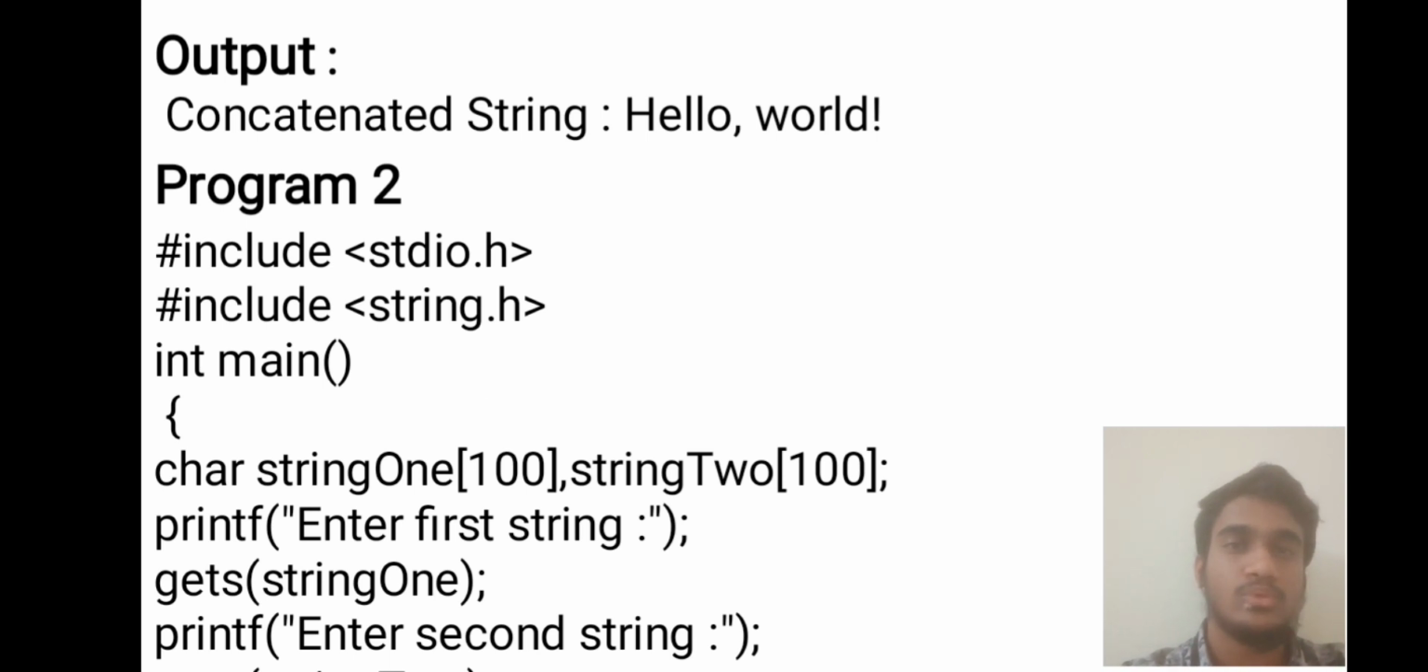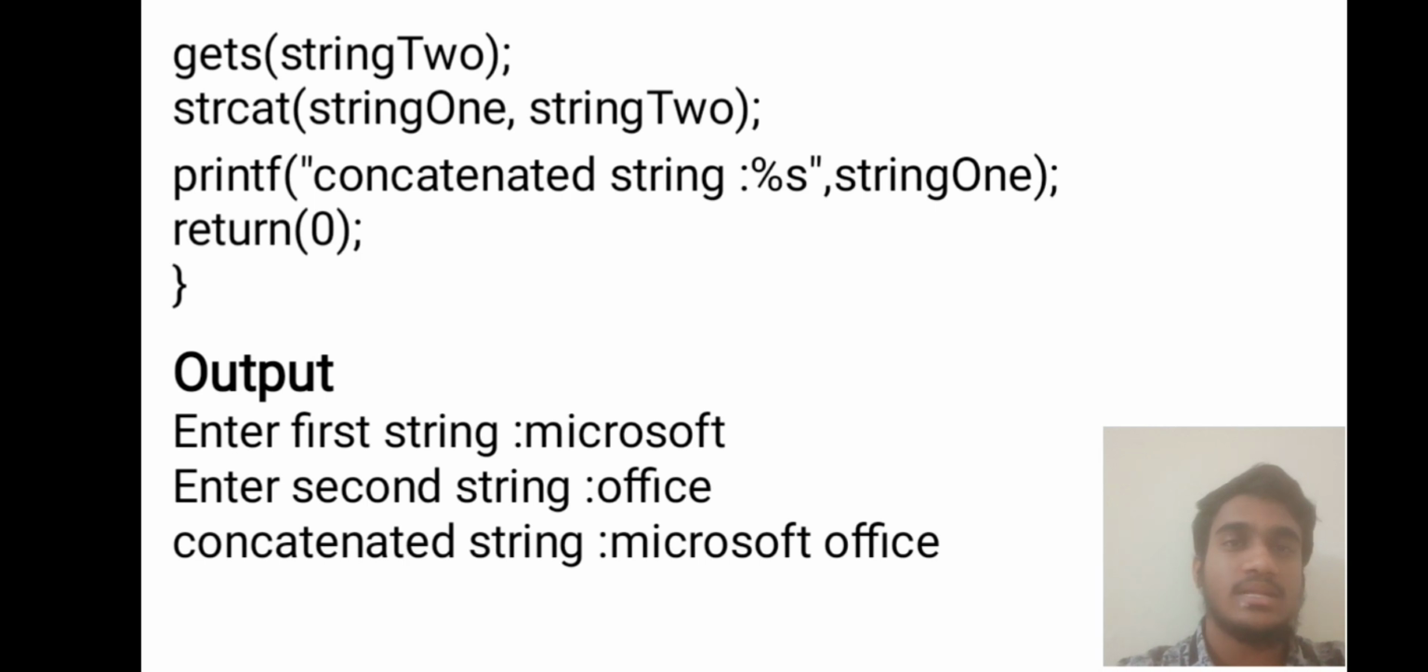Program 2. #include <stdio.h> #include <string.h> int main() { char string1[100], string2[100]; printf("Enter first string"); use the gets function, gets(string1); printf("Enter second string"); gets(string2); strcat(string1, string2); The first entered value is stored in string1 and the other entered value is stored in string2.